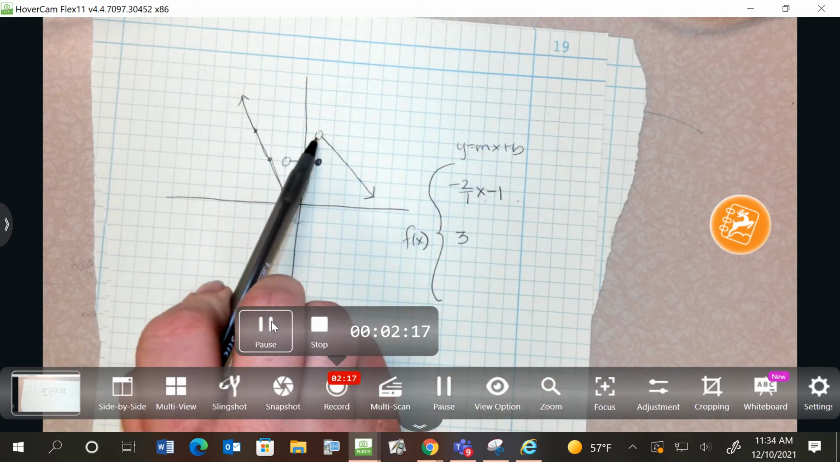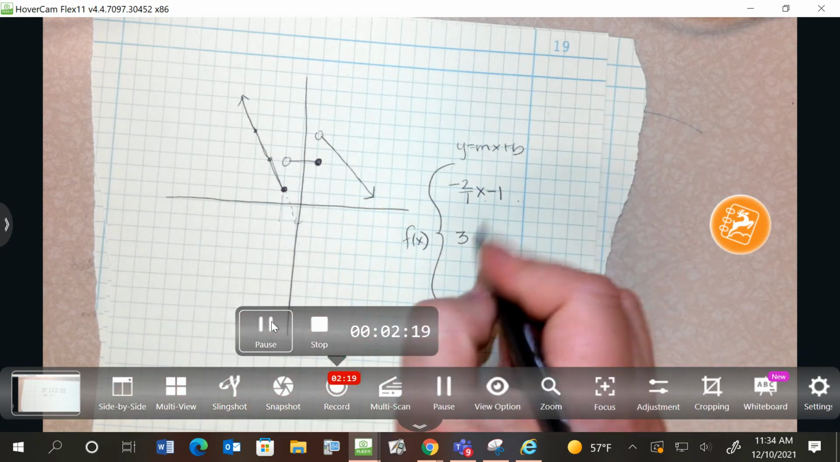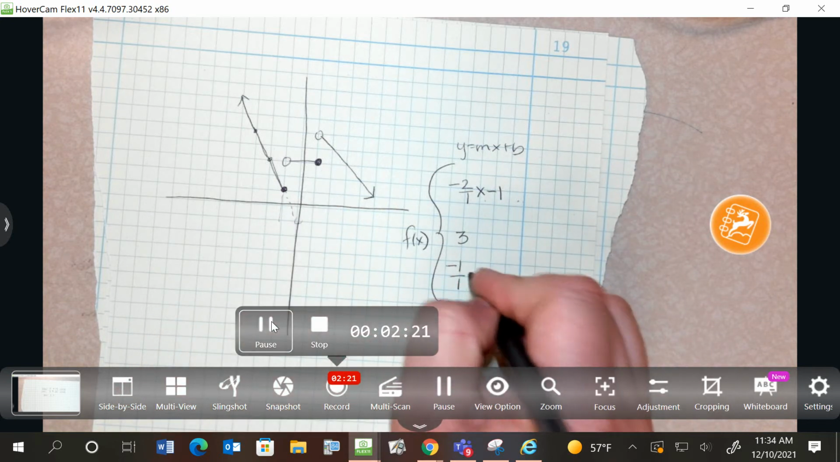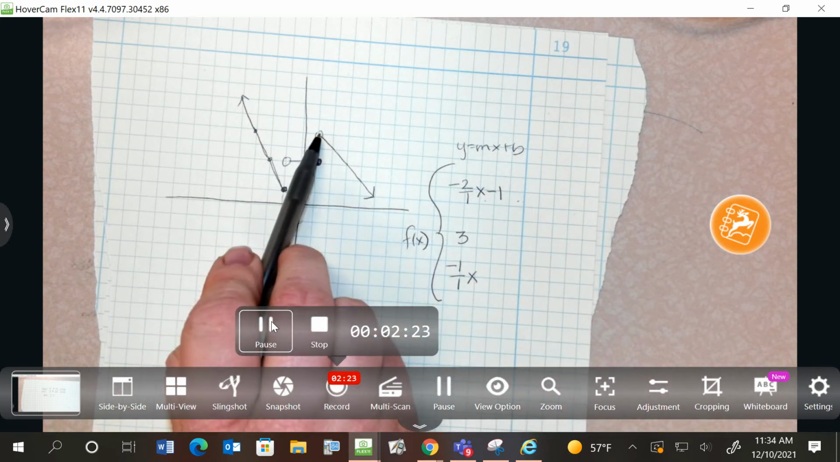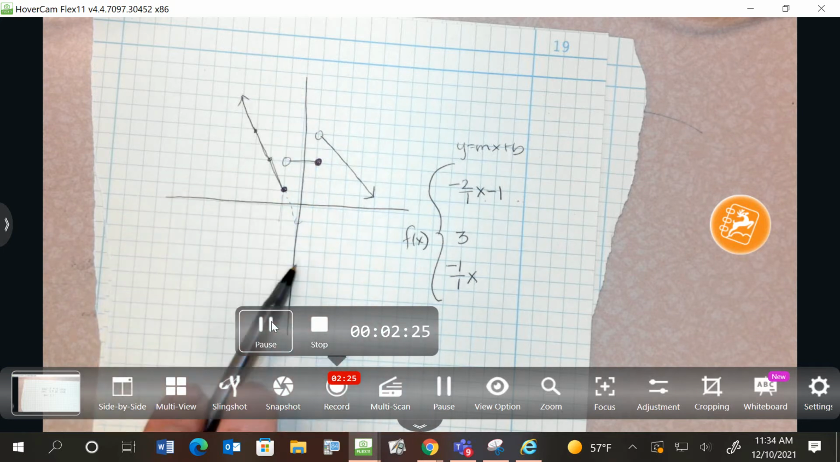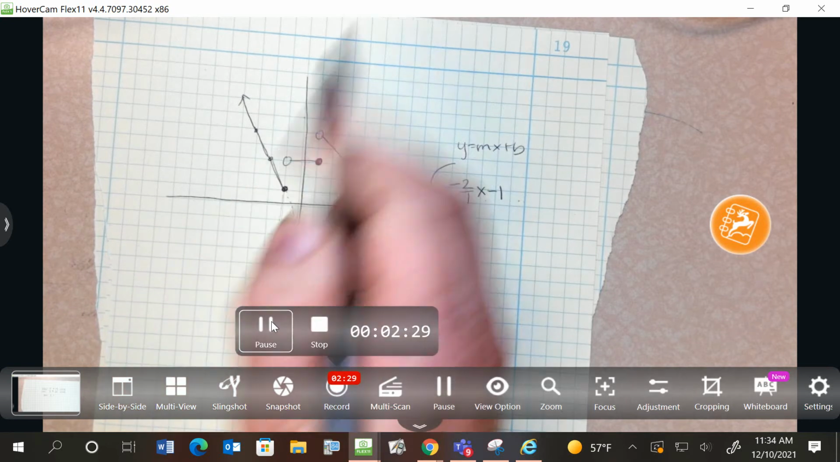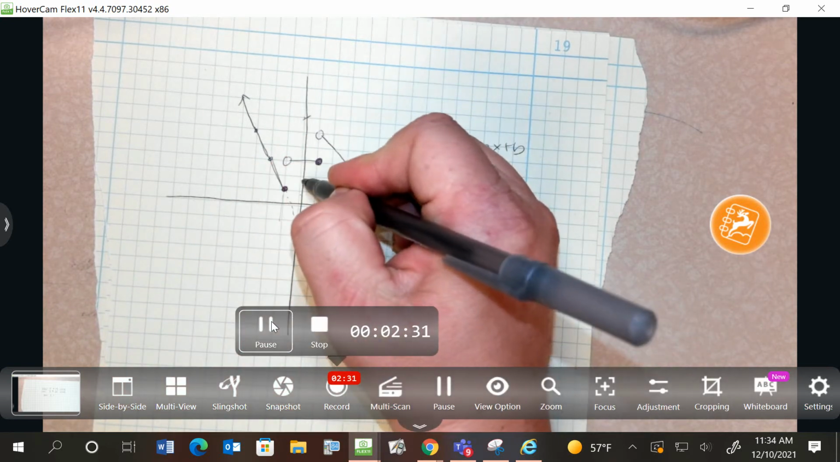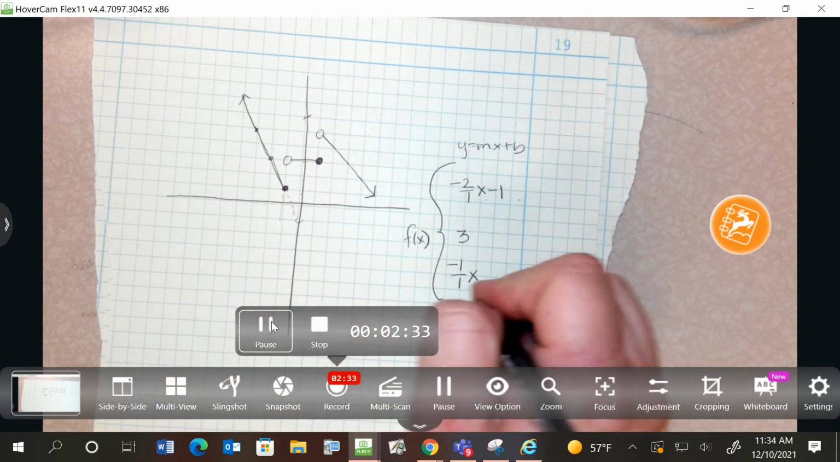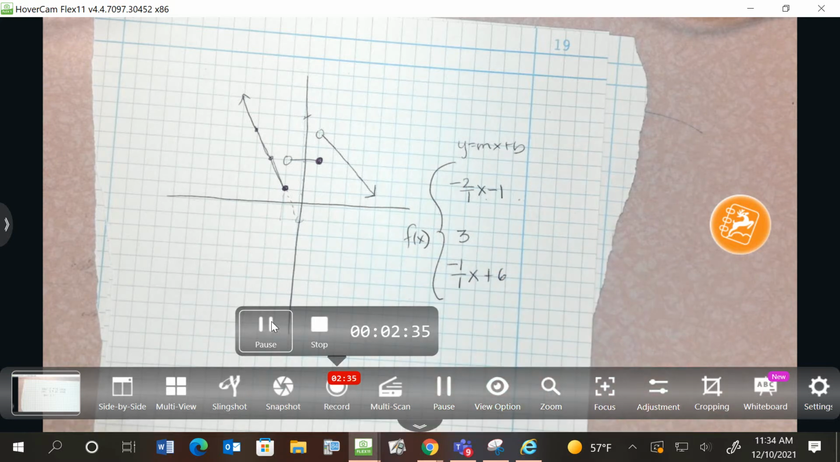So what is the slope? Down 1, right 1, down 1, right 1, down 1, right 1. Don't forget the x. And then where does this cross the y-axis? I can't see it, so I need to extend it the opposite way. It would cross at this value right here, which is 1, 2, 3, 4, 5, 6. So I've come up with the equations.